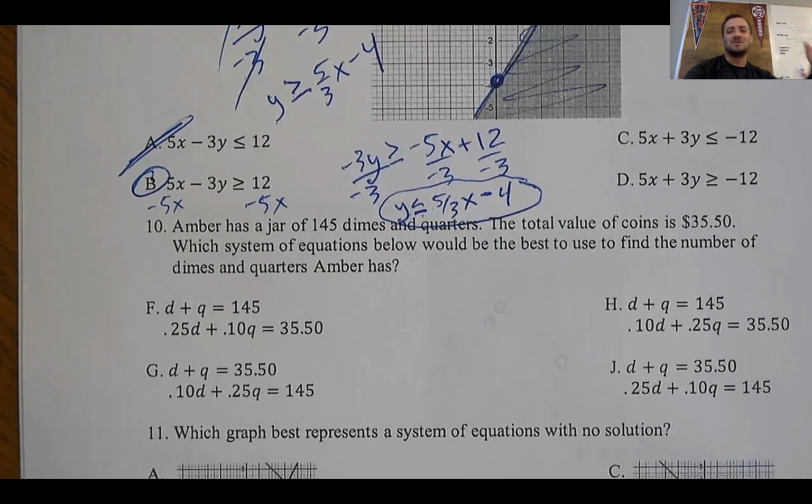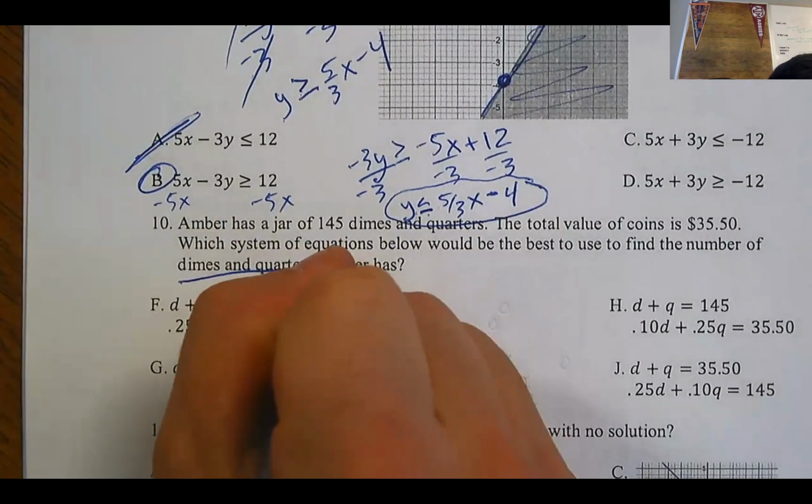All right. Question number 10. Ooh, word problems, everybody's favorite. All right. I always like to read through my word problems first and then go back and identify the key information. It just helps me out once I know what we're looking for, okay? So Amber has a jar of 145 dimes and quarters. The total value of the coins is $35.50. Which system of equations below would be the best to find the number of dimes and quarters?